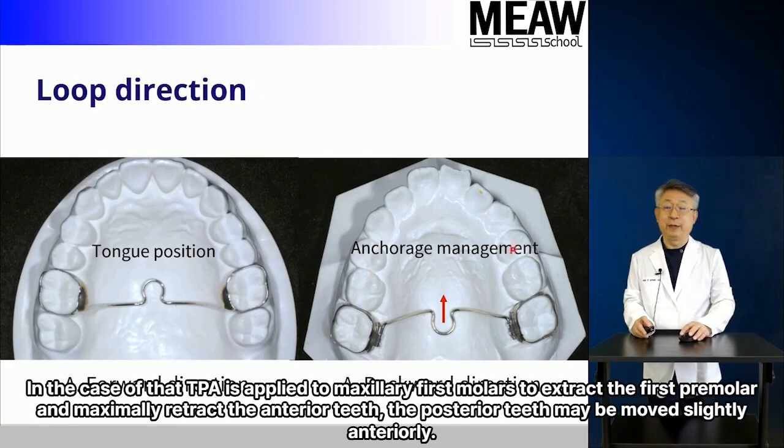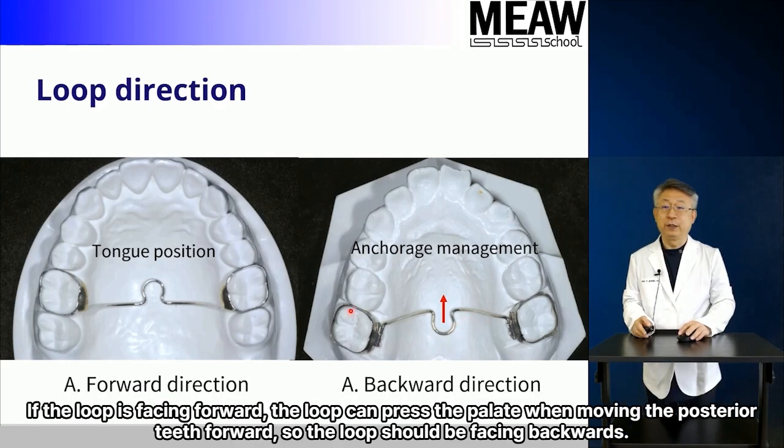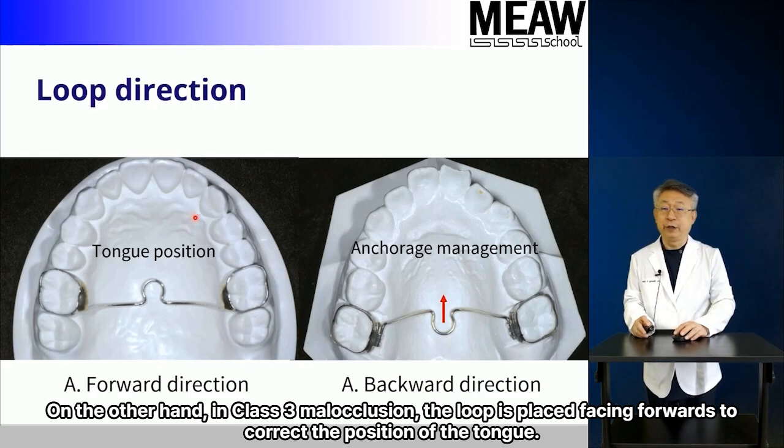In the case that TPA is applied to the maxillary first molars, to extract the first premolar and maximally retract the anterior teeth, the posterior teeth may be moved slightly anteriorly. If the loop is facing forward, the loop can press the palate when moving the posterior teeth forward, so the loop should be facing backwards. On the other hand, in Class 3 malocclusion, the loop is placed facing forwards to correct the position of the tongue.